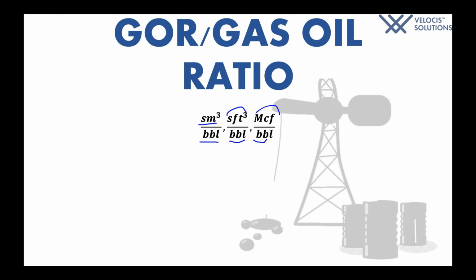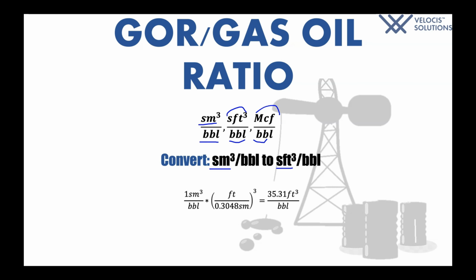Let's convert standard meter cube divided by barrel to standard feet cube divided by barrel. It is very simple. We are simply going to convert meter cube to feet cube. After cancelling out, we get 35.31 feet cube divided by barrels. That's it.